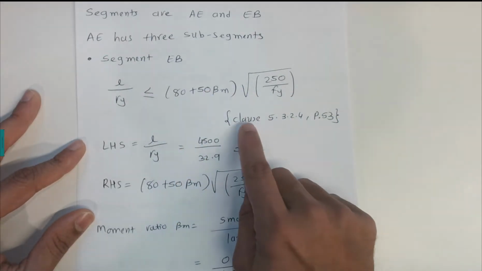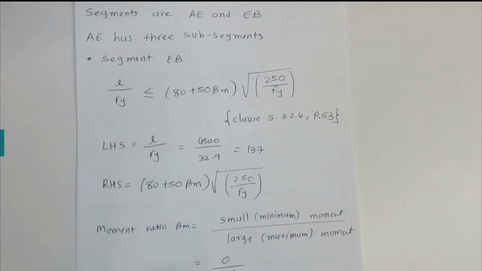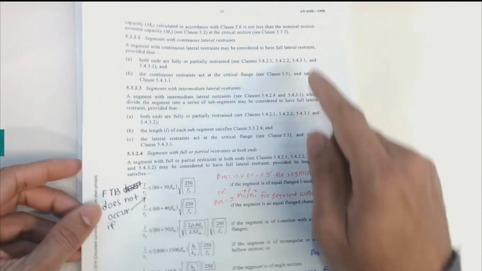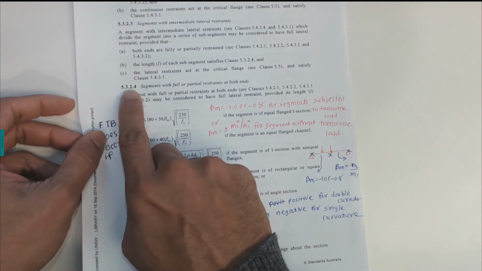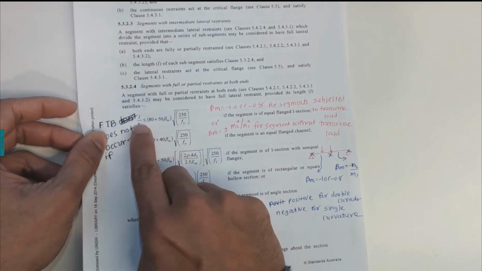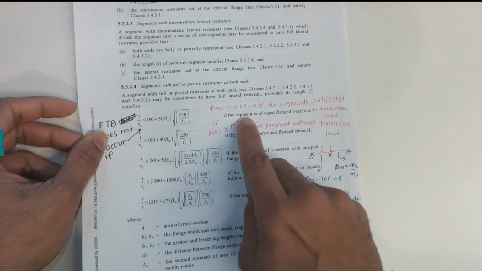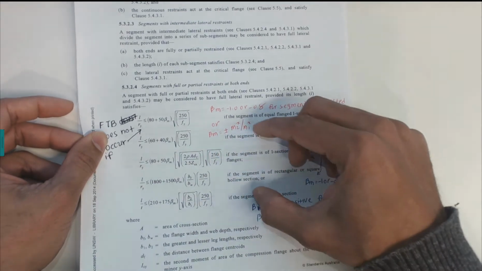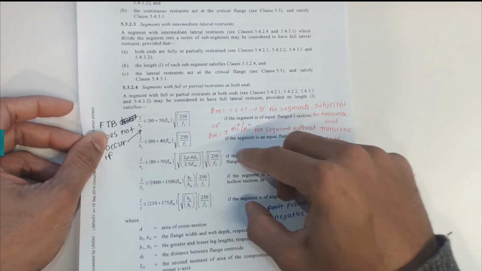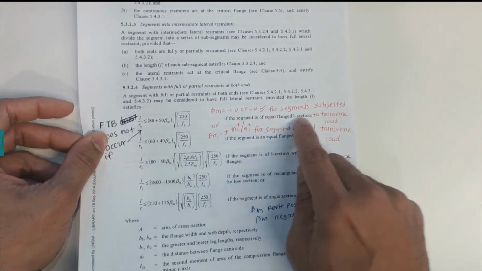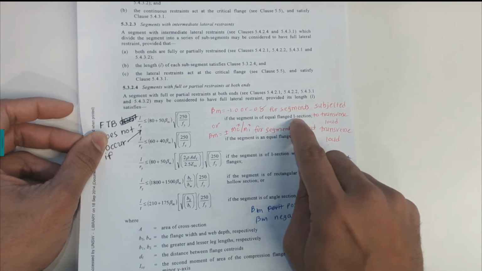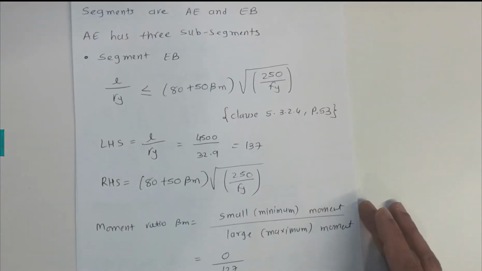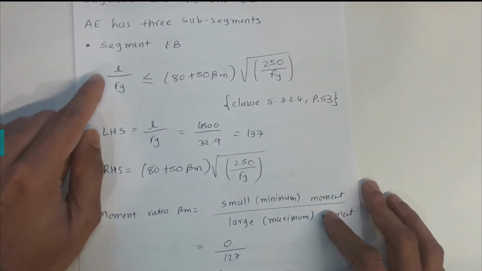Now this equation is taken from Australian Standard AS 4100 on page 53, clause 5.3.2.4. Please note, this is for an equal flange I section, so we are using I sections. Different equations are given for various cross sections, but now we have a 310 UB32, so we are using these equations, L over Ry and so on.